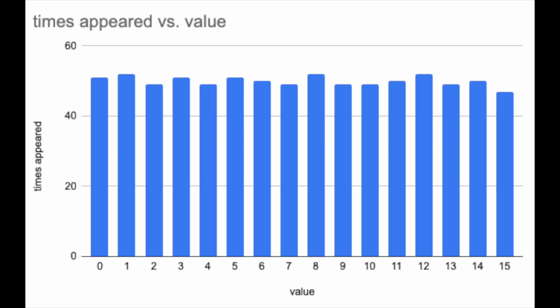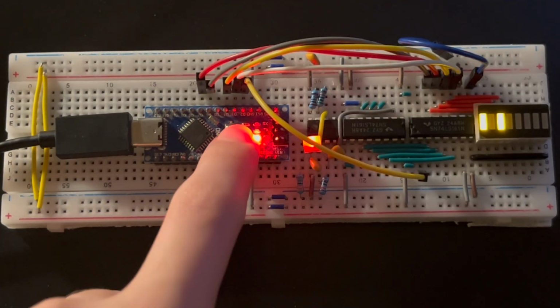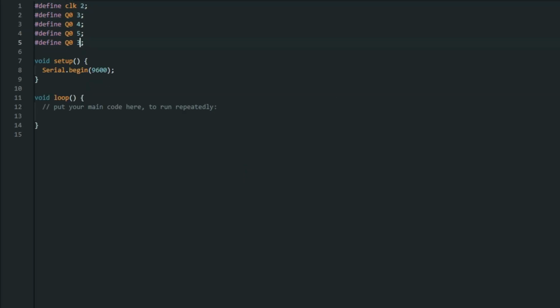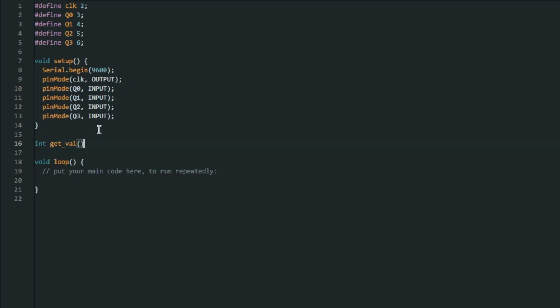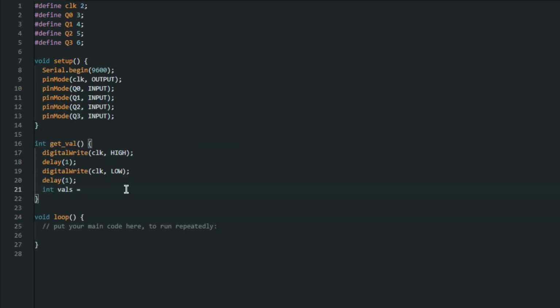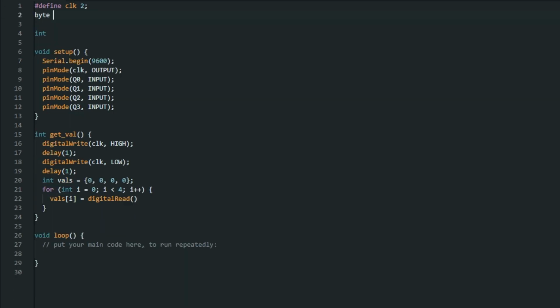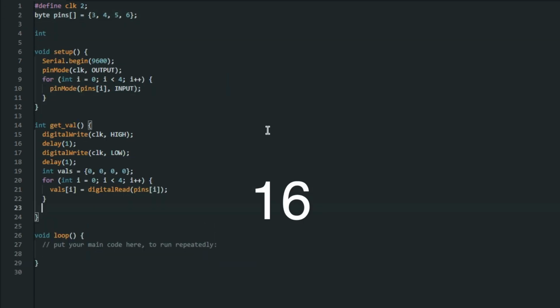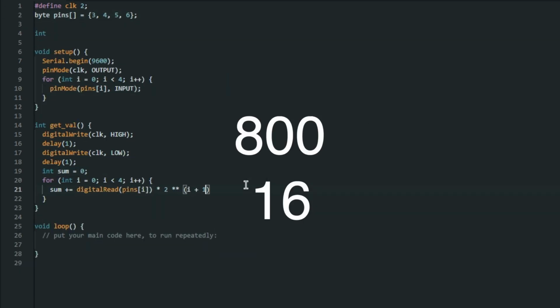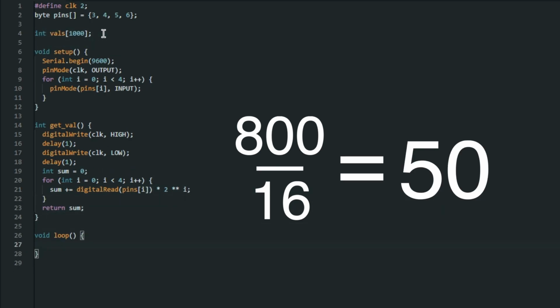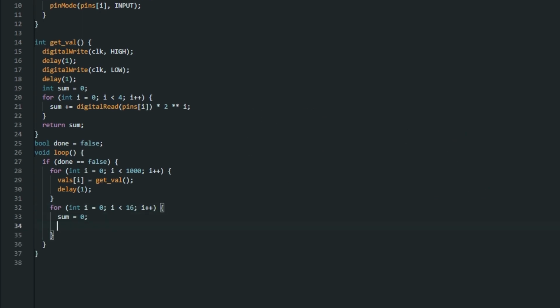But in order to truly make sure that the module was generating a proper random distribution between all 16 possible numbers that it generates, I hooked up an Arduino Nano to the module and wrote a script that pulls 800 numbers from the module and counts how many times each number was selected. Because there are 16 possible numbers that the module can return and 800 polls, each number is expected to be selected about 50 times, because 800 divided by 16 is 50. If that isn't the case, then the module is not working properly.